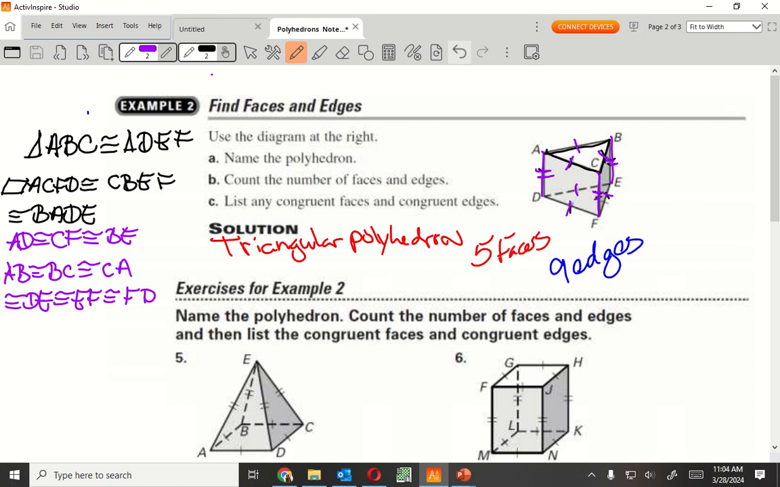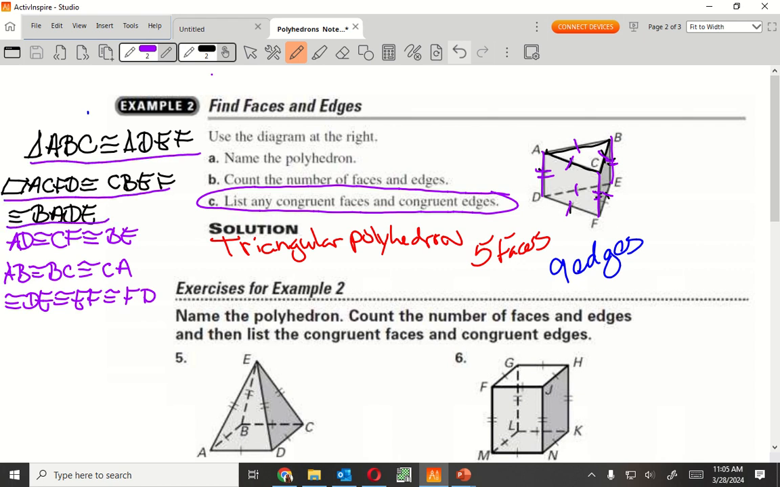Why do we need that? Because it said, list any congruent faces and congruent edges. We did the faces over here, so we had the triangle on top, then the parallelograms right here, which are the rectangles that we have on the sides. And then we have all the edges, because it said all the congruent edges.